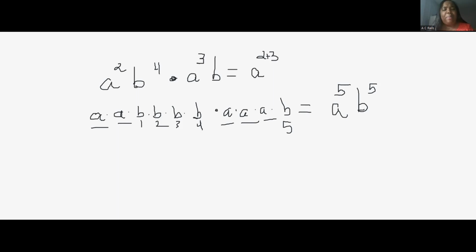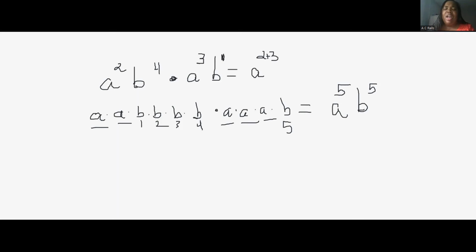And then how did we get b? We have b times b times b times b, then another b. Well, this b doesn't have an exponent. How can you get a 5 out of a 4 and a... Nothing. Well, technically, there is something there. How many b's do we have? We have one b. So you could technically put b to the first power, but that doesn't look right in math.